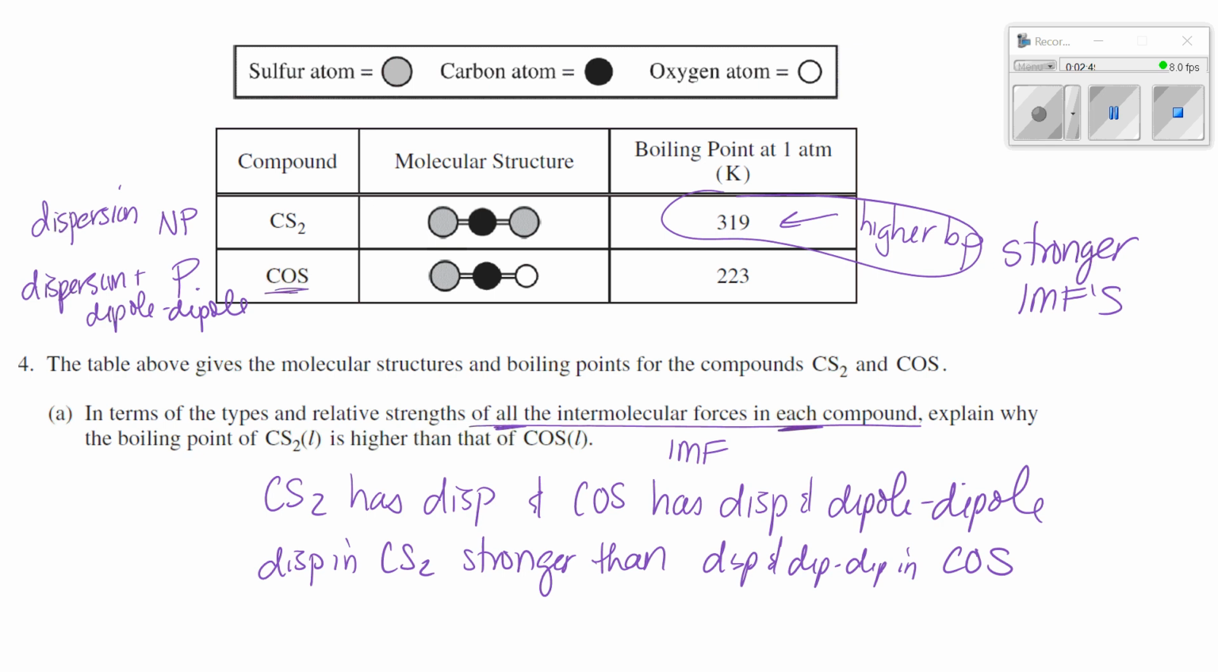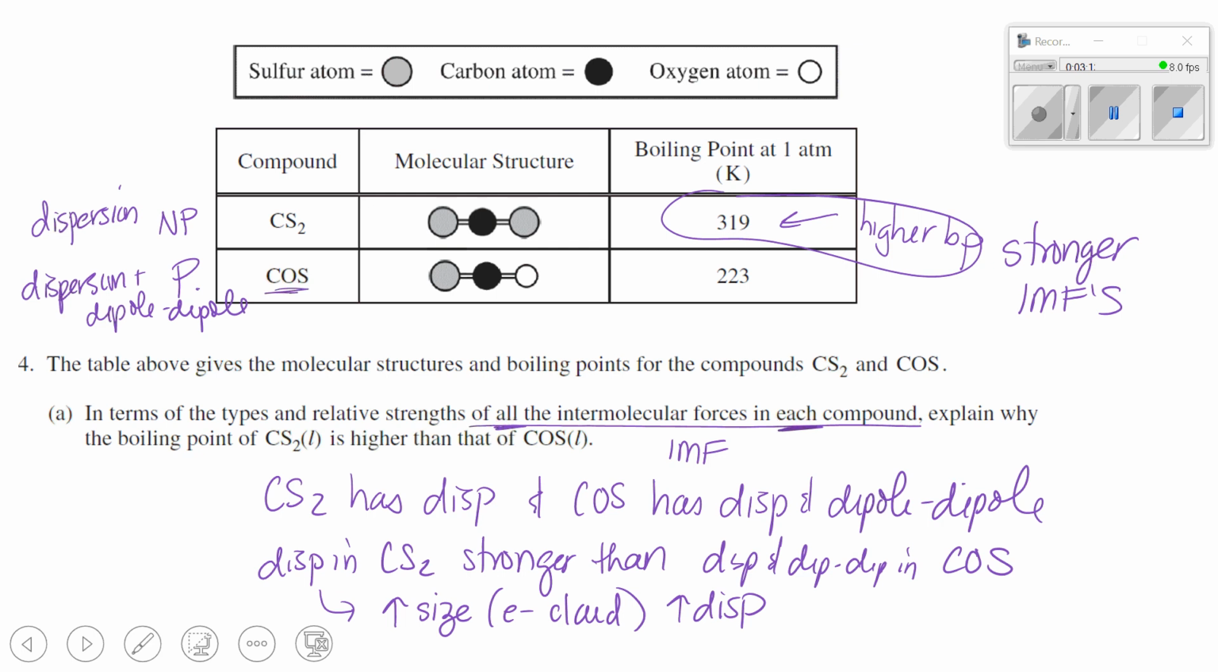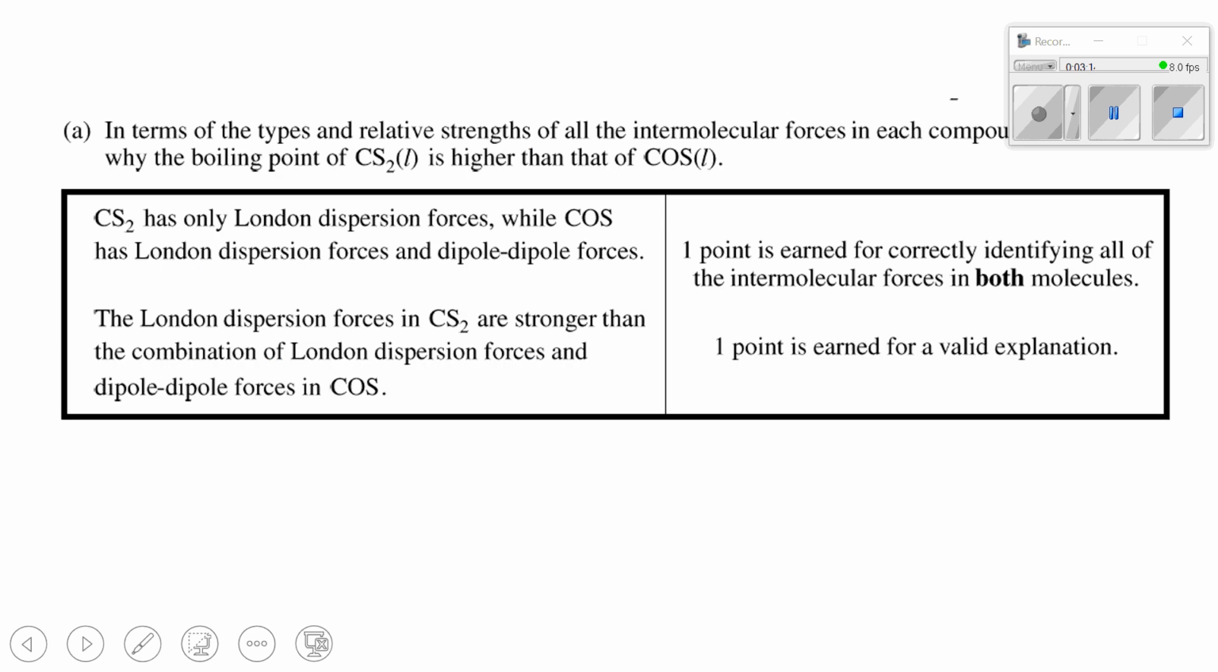The reason why it ends up having that stronger force is because we know that dispersion forces are proportional to size. So as you increase the size of the molecule, and by size we're thinking about the size of the electron cloud, then the dispersion forces are going to increase in strength. So let's look at some examples of what this would look like. Here are the scoring guidelines.